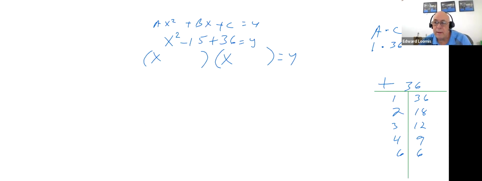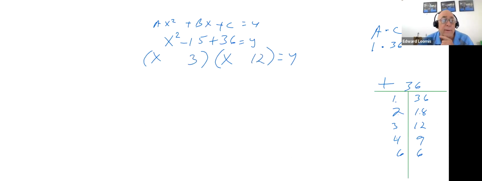Now, when I combine them, c was positive, so I'm going to add them together. So if I added 1 and 36, that would be 37. 2 and 18 is 20. 12 and 3 is 15. 9 and 4 is 13. And 6 and 6 is 12. There's only one set that will meet all the criteria. 12 times 3 is 36. 12 plus 3, because I'm adding, is 15. So I can put a 3 and a 12, or a 12 and a 3, it doesn't matter.